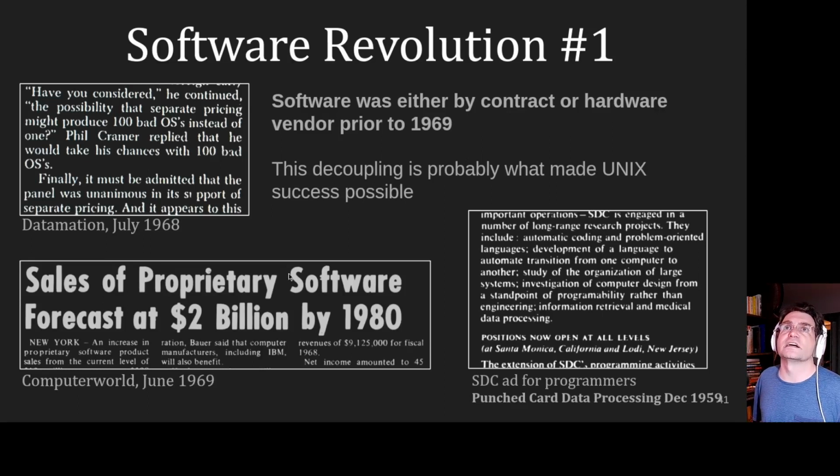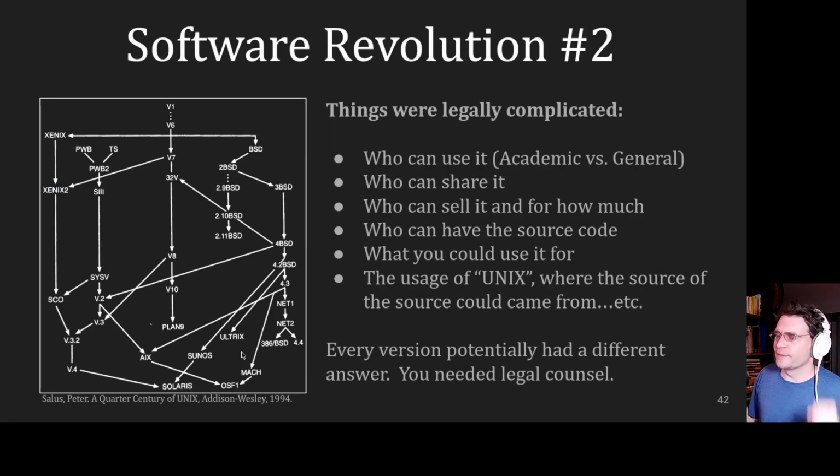Here is an ad in Datamation saying that if you do decoupling, you might have 100 bad OSs. And they said, okay, I'll do that. And because this was possible, that's what made Unix distribution possible. 1968. All right, so this made things super complicated, because all of these were having their own rules to it.